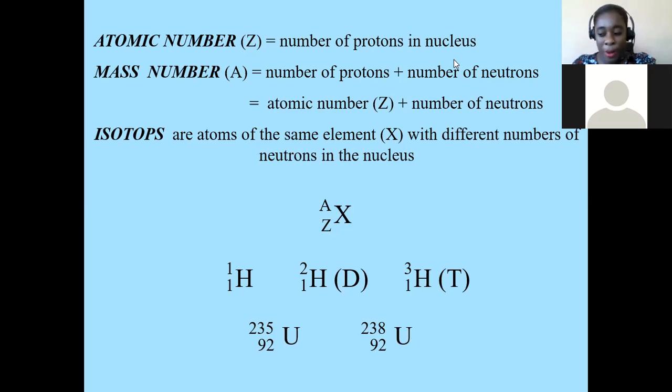The 4, remember? Yes, miss. All right, so the mass number is 4. What's the atomic number? What's the atomic number? 2. 2, very good. And what's the number of electrons?